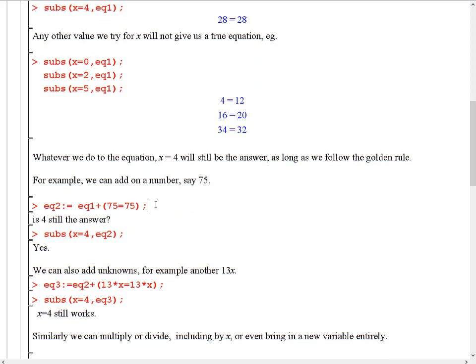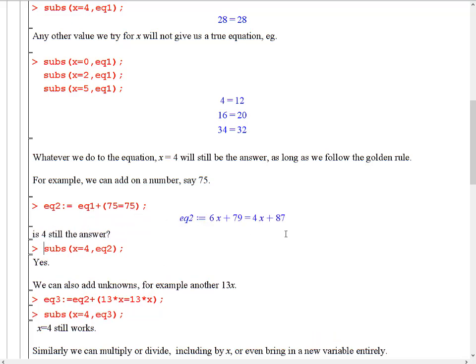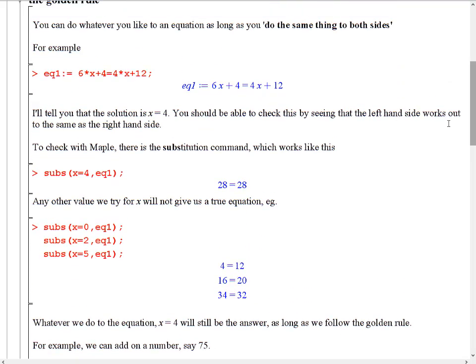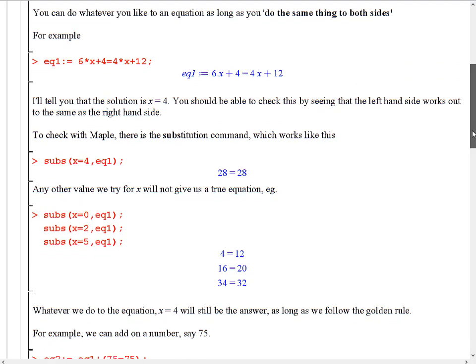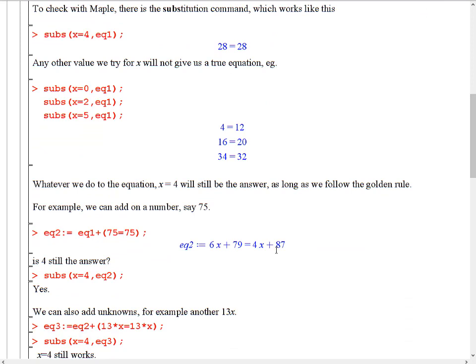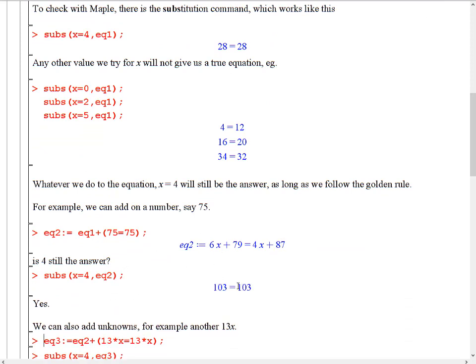For example, we can add on a number. So this is equation 1, adding 75 on both sides. So you can see I've added 75 to here and to here. So instead of 4, I've got 79, here I've got 75 is 87. If I substitute 4 in, I find it's still correct.